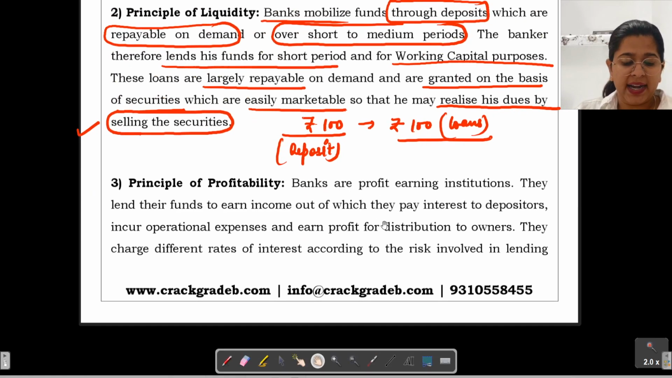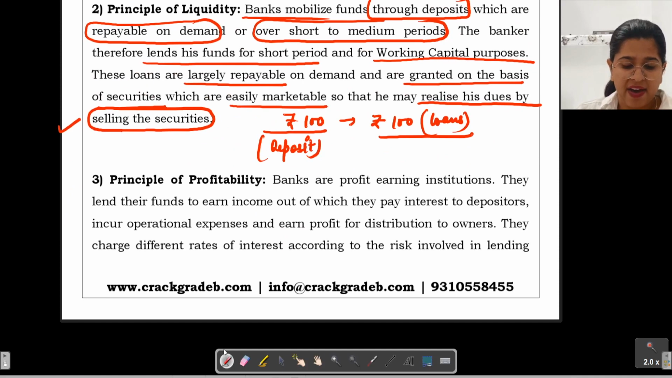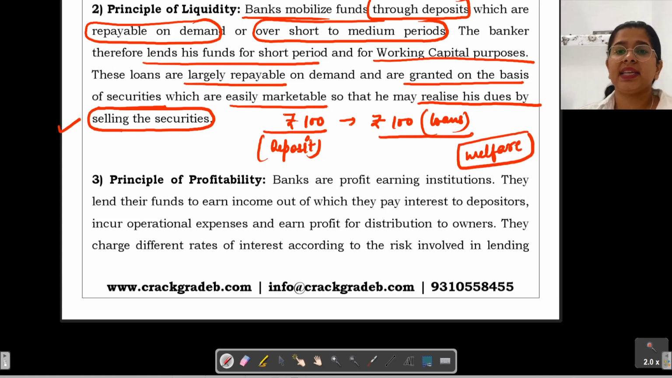Now moving ahead, the next principle that I have is called as principle of profitability. ठीक है, so we all know that banks are the profit earning institutions. Profit earning institutions means they are not existing for the welfare. ठीक है, welfare वाला काम तो सरकार का होता है, banks का नहीं. Why are the banks existing? So banks want to earn the profit, right? They are profit earning institutions.